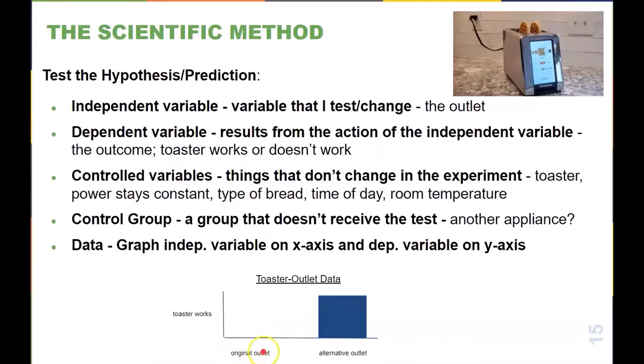Our first independent variable or our first experimental variable, and then our second experimental variable here. So notice that the alternative outlet, the toaster worked, right? It's marked that way. The original outlet, nope, the toaster did not work.